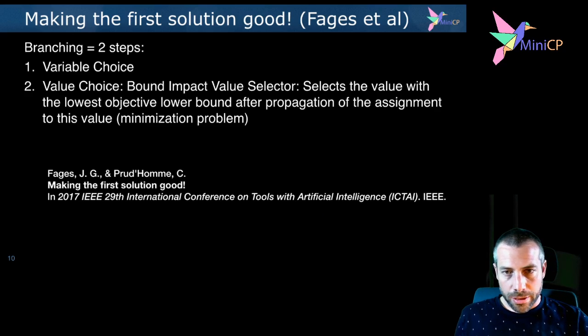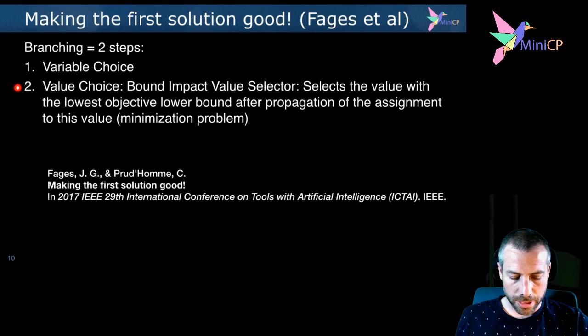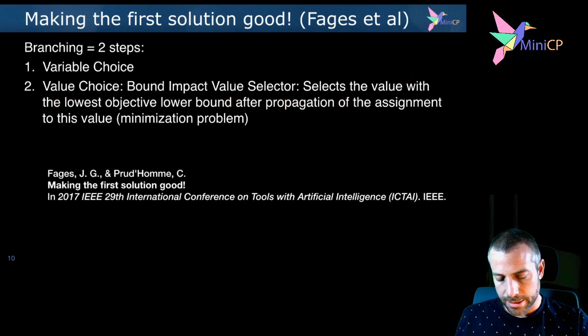So a branching, if you remember, is a two-step choice. First, you have the variable choice, and then you have the value choice. The value choice that we will implement here comes from a paper entitled "Making the First Solution Look Good." By looking good, we mean looking exactly like the solution you would discover with a greedy heuristic. The intuition behind this idea is that we will select the value with the lowest objective lower bound after the propagation of the assignment to this value in a minimization problem.